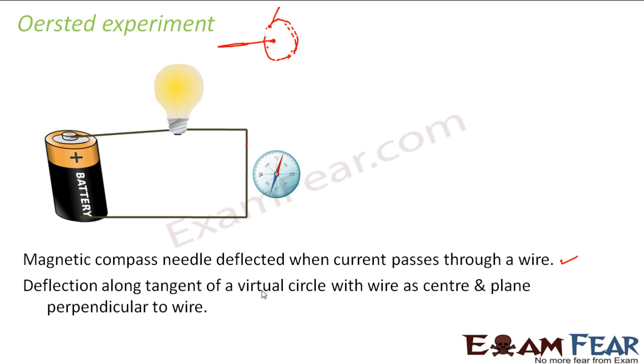Deflection is along the tangent of a virtual circle with the wire as center and the plane perpendicular to the wire. So this is the wire. You take the wire as the center and you draw a circle in the plane perpendicular to the wire. So this is the plane which is perpendicular to the wire. So you draw a circle like this. So the tangent to this circle gives the deflection of the magnetic needle, right?